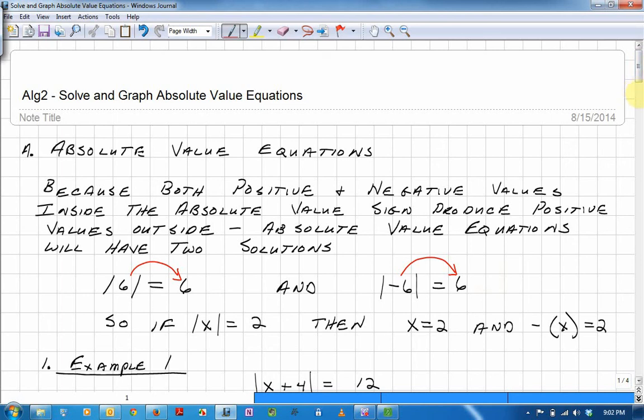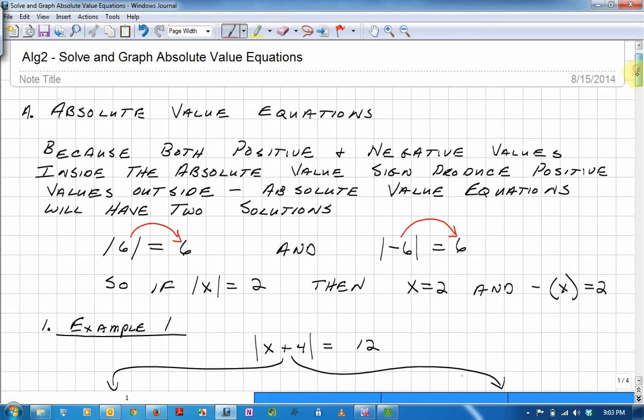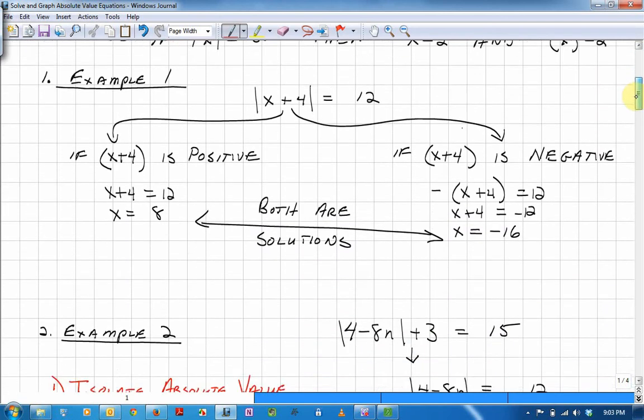Another way to look at this is, let's consider that I have the equation the absolute value of x is equal to 2. Whatever is inside the absolute value, in this case an x, if that's a positive value, then x will be equal to 2. If whatever is inside the absolute value is negative, then when it comes out it would also be equal to 2. So I would say the negative of whatever is inside the absolute value would also equal 2.